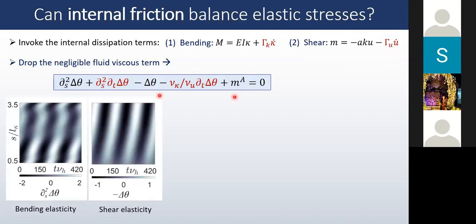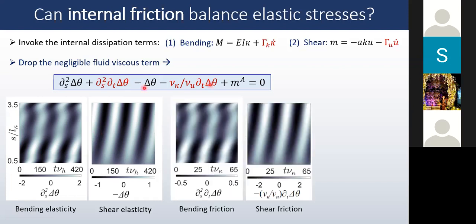I have already shown you these 2 plots of bending elasticity and shear elasticity. And I have already told you that their color bar is the order of 1. And now let's plot these 2 parts, which are the frictional parts, internal friction parts. And you can see that even though this is like 1 order of magnitude less, this is comparable with this one. And this is actually of the same order.